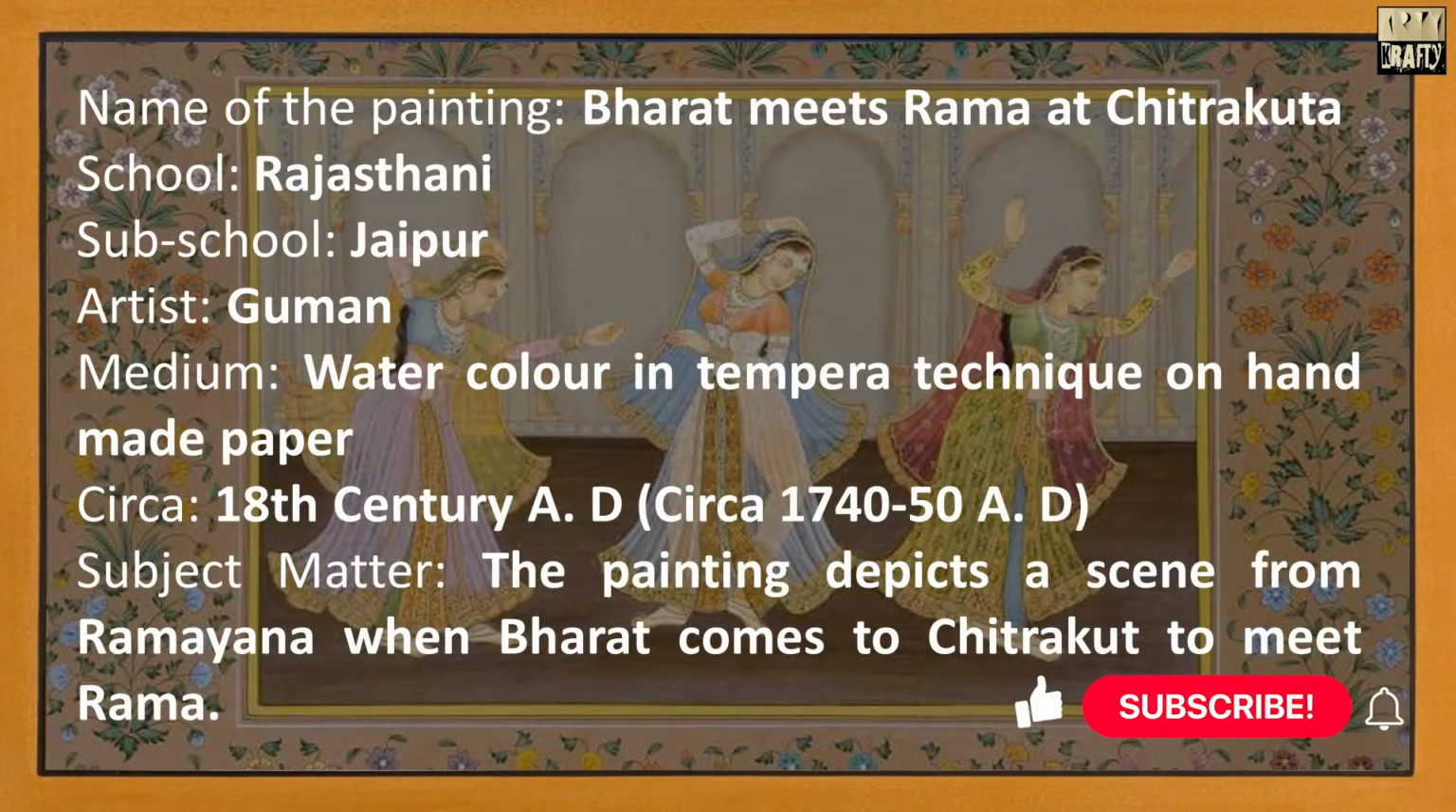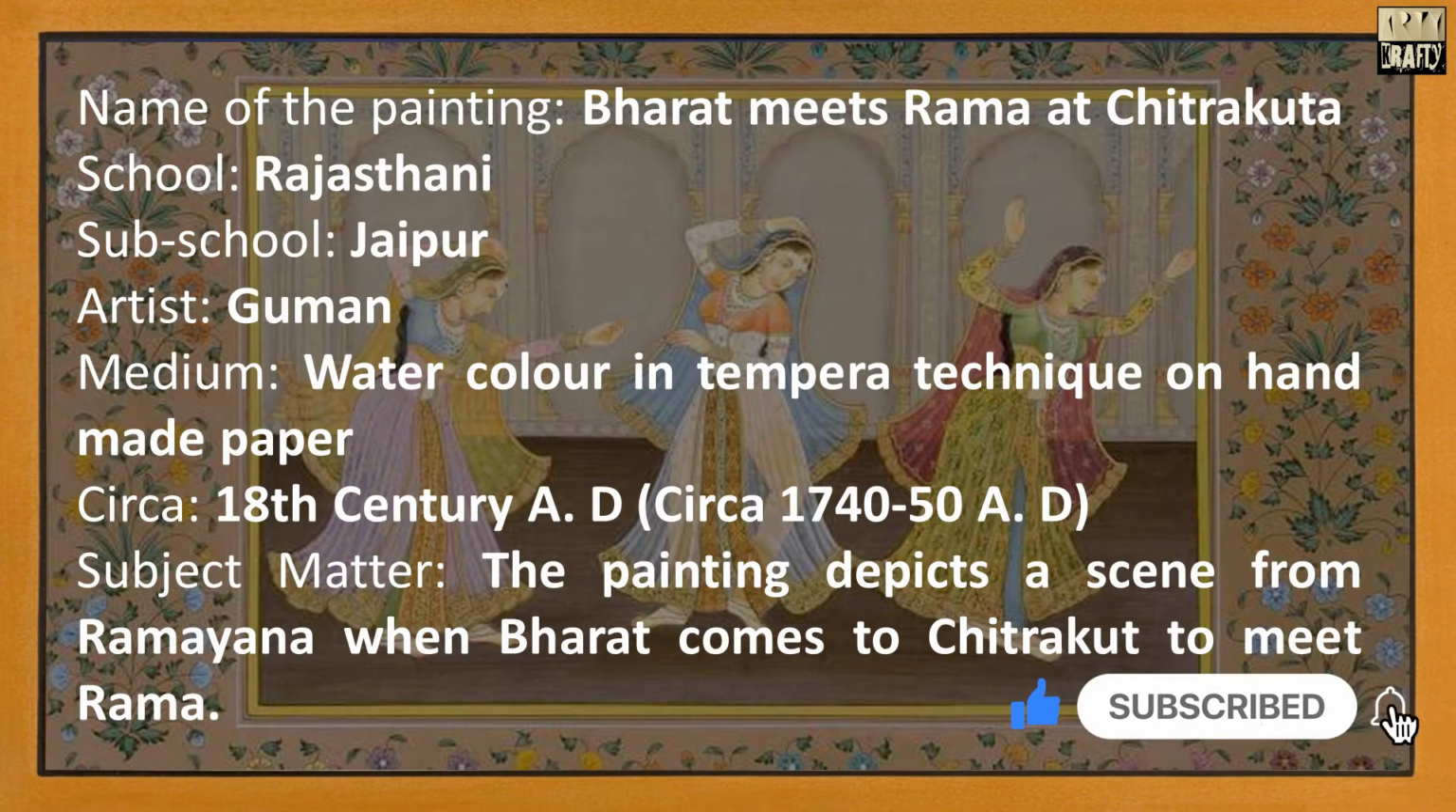This painting comes under the school Rajasthani, sub-school Jaipur. Guman is the artist of this painting. Medium and technique: watercolor in tempera technique on handmade paper. It was done in the 18th century AD.